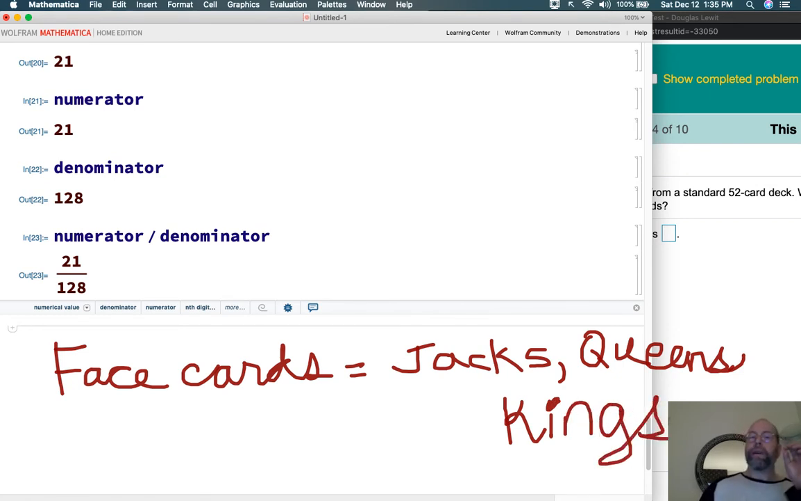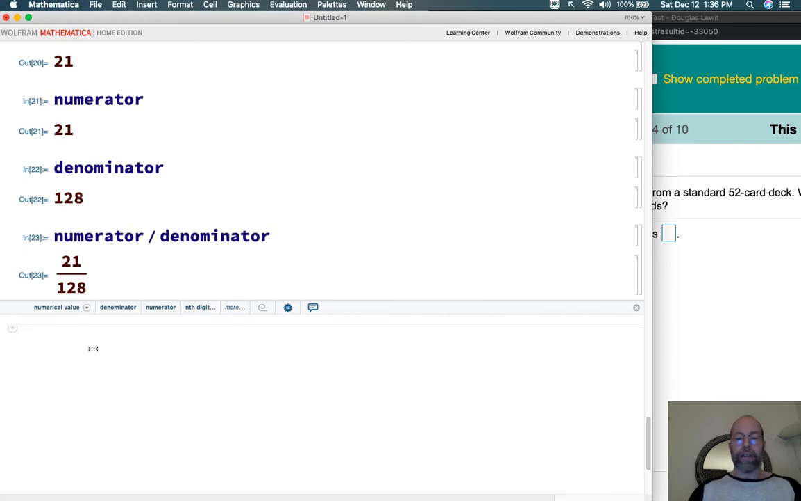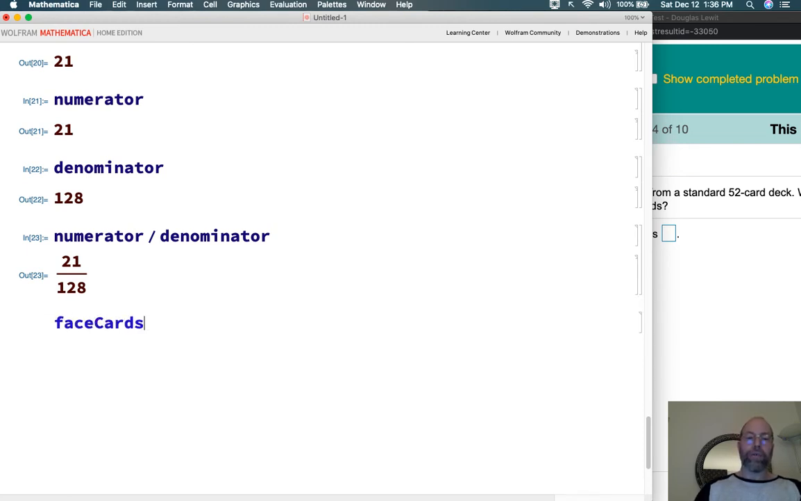Remember that in each suit, you have 4 different jacks because you have hearts, diamonds, clubs, and spades. You have 4 different queens, and then you have 4 different kings. You know, the king of spades, the king of clubs, the king of hearts, the king of diamonds, and the same for jacks and queens. So that means 4 times 3, or 4 plus 4 plus 4, that's 12. So how many face cards do we have? Face cards, we have 12.